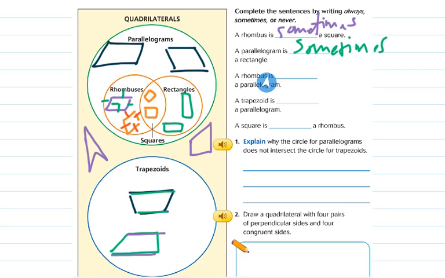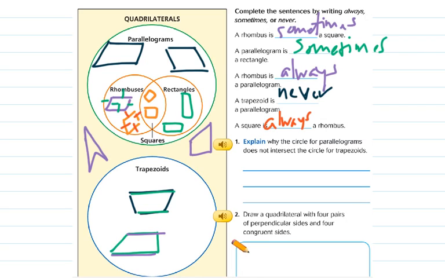A rhombus is always a parallelogram. And what we can do is when we look at our rhombuses over here, we see that they always have opposite sides that are parallel. Next, a trapezoid is never a parallelogram. We can see that the trapezoids are down here in this graphic organizer. They're never considered a parallelogram. And next we have a square is always a rhombus because a square will always have 4 congruent sides.